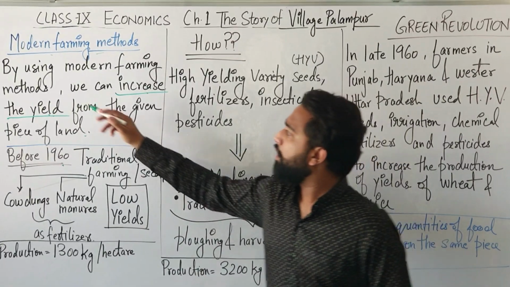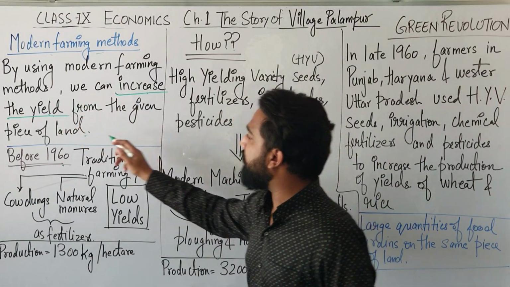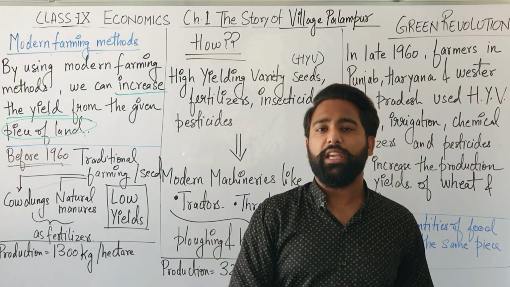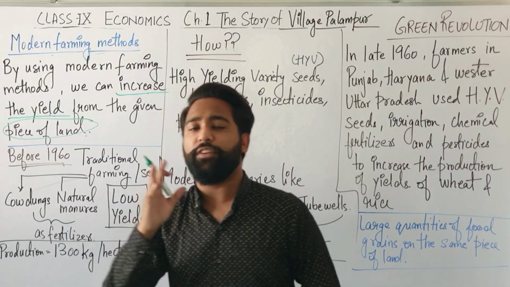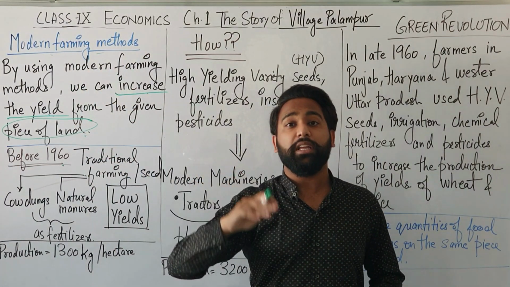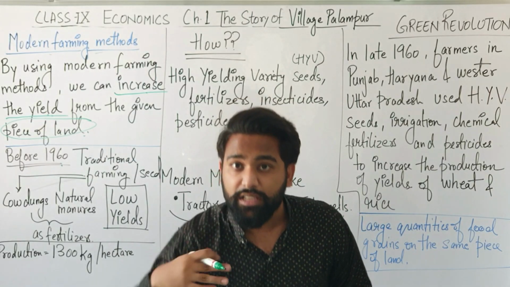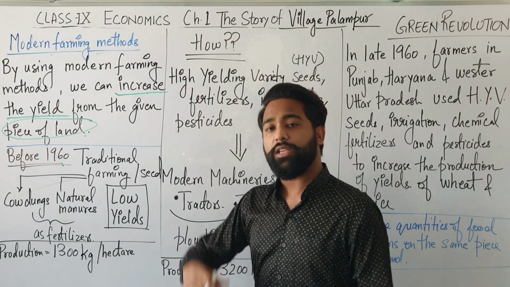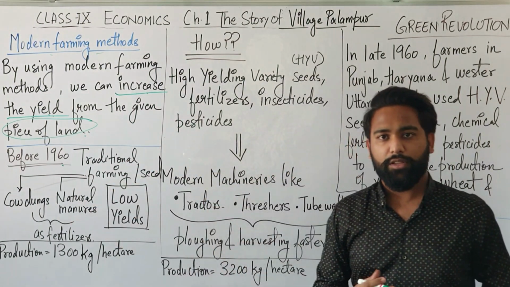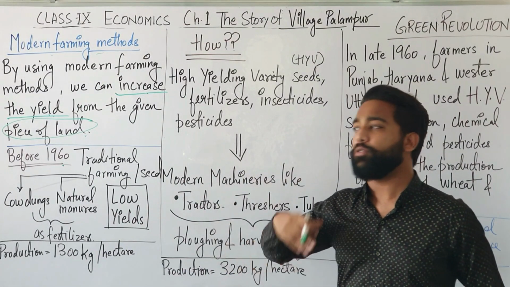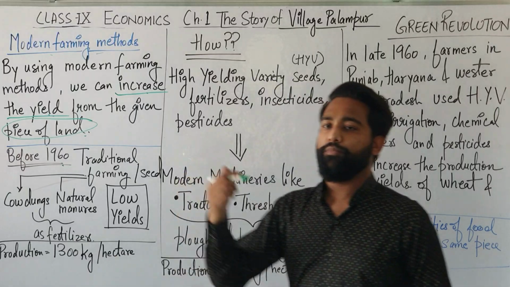Understood? Now, we can increase the yield from the same piece of land. Suppose previously he was growing 50 kgs of rice, but after using these modern farming methods, he has increased the yield. Now he is producing 100 kgs of rice. So on the same piece of land, on the same area, he is producing more and more.